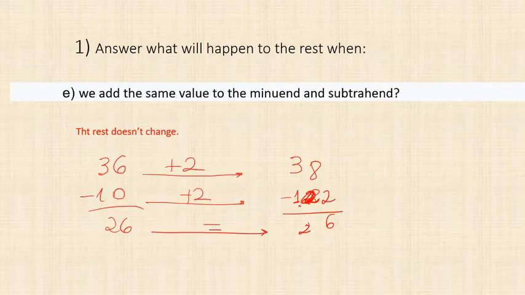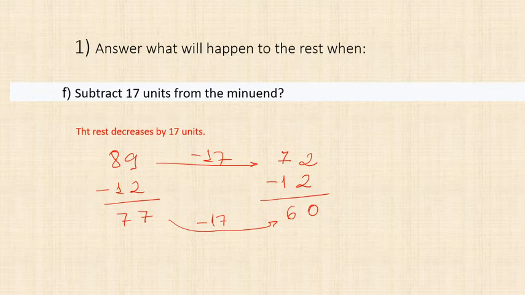Then, what happens if we add the same value to the minuend and to the subtrahend? So it doesn't change. For example, 36 minus 10, it is 26. I add 2 in the number 36, it became 38, and I added 2 in the number 10, it became 12. 38 minus 12, it is 26. Pay attention that the result is the same, it didn't change.